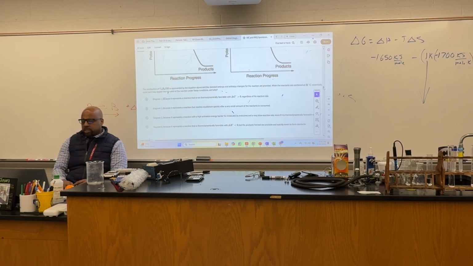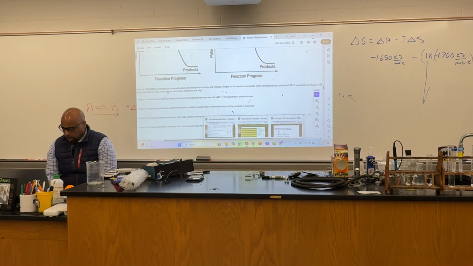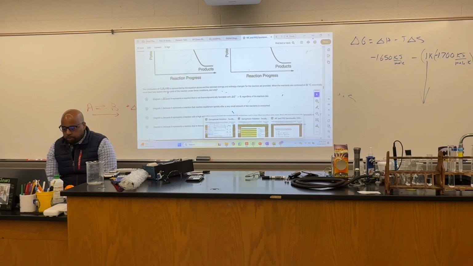So it says the combustion of this substance is represented by the equation above, and the standard entropy and enthalpy change of the reactions are provided. When the reaction is at 25 degrees Celsius, essentially no CO2 or H2O is being produced after a few hours. Which of the following diagrams above could help explain the low yield of the reaction under these conditions?